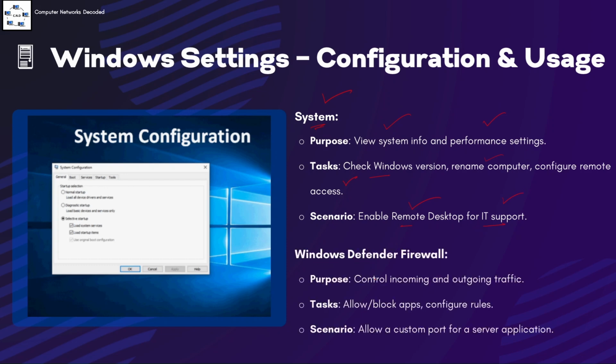Windows Defender Firewall. Windows Defender Firewall can be used to control the incoming and outgoing traffic, and this allows and blocks different applications, and you can configure different rules through Windows Defender Firewall rules and policies. For example, this Windows Firewall can be used to allow a custom port for a server application, either inbound or outbound.